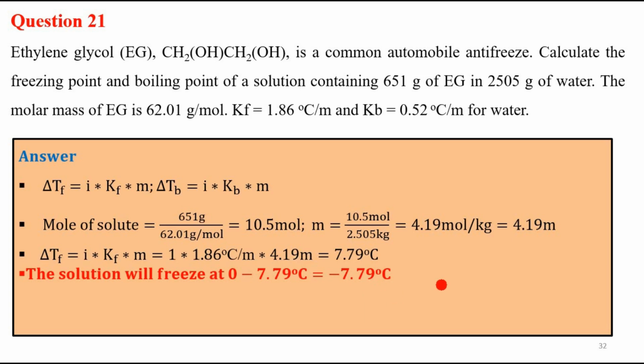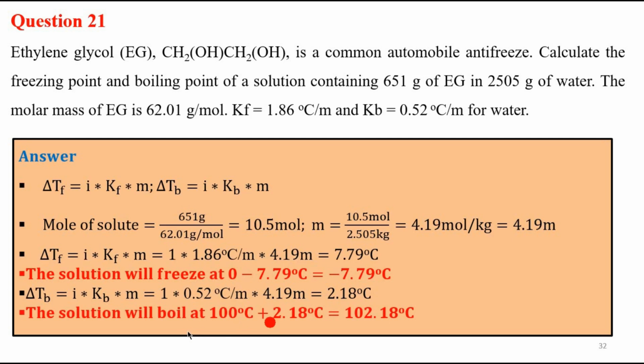We also determine the dTB, which is the change in temperature for boiling point. So we are replacing the values. Then we get 2.18 degrees Celsius. And remember, we have the boiling point elevation. The boiling point of water is 100. Then for the elevation, we need to add 2.18. That means here the solution will boil at 102.18 degrees Celsius. You can see that adding a solid, we have a freezing point depression, decreasing the freezing point, and you also have the boiling point elevation when you add the solid to a pure solvent.